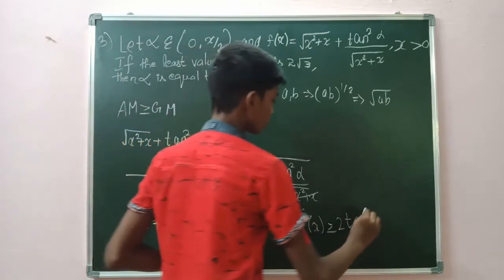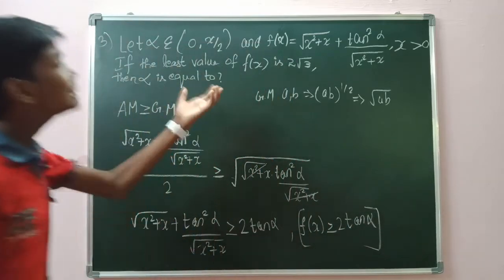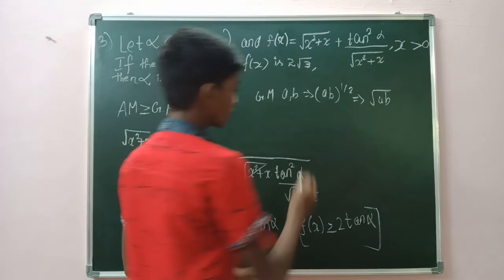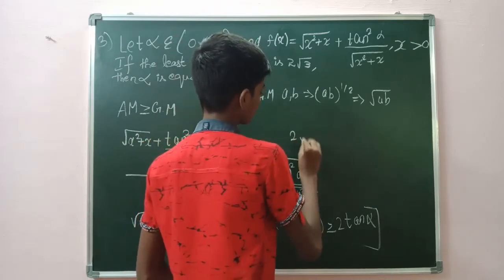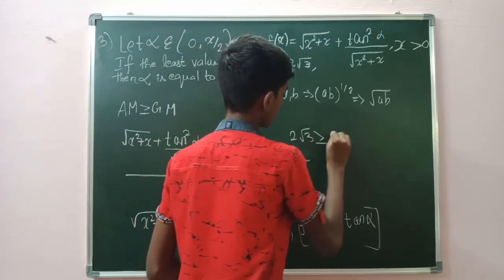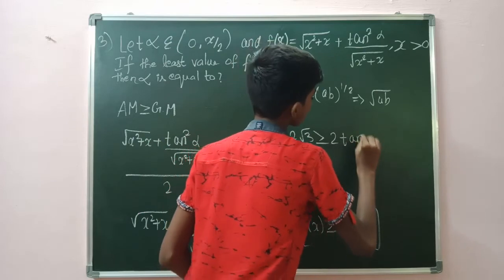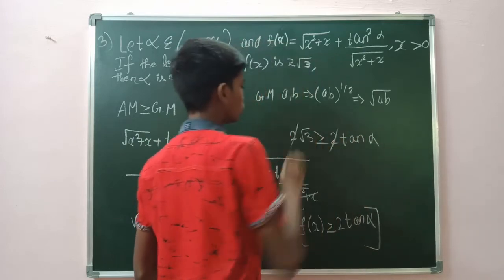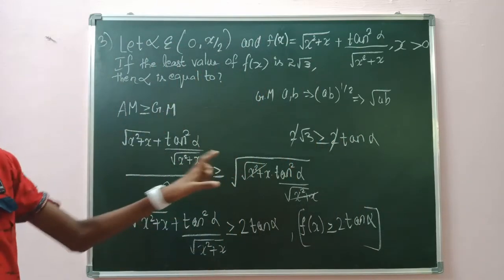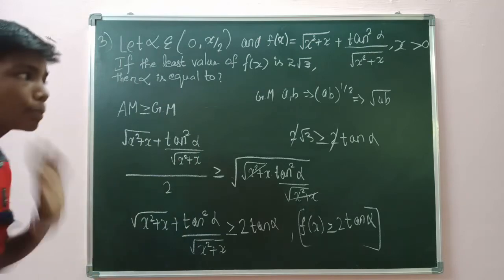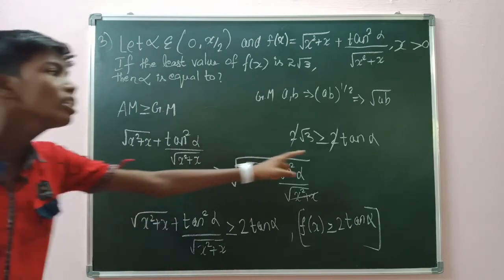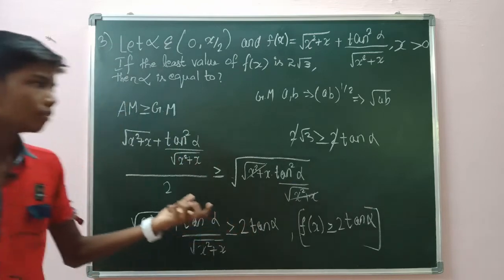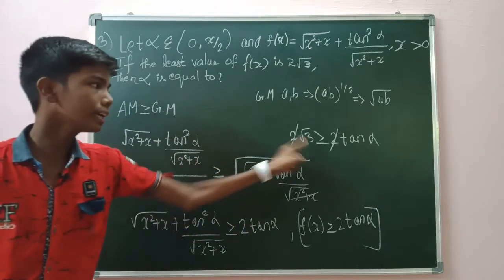Now in the question, what they are saying is the least value of f of x is 2 root 3. So I can write 2 root 3 is greater than or equal to 2 tan alpha. Hence I can cancel these 2's. Now root 3 is greater than or equal to tan alpha. You may ask me one thing: how will you find the alpha? It's very simple. When you put alpha as pi by 3, then only you will get root 3.